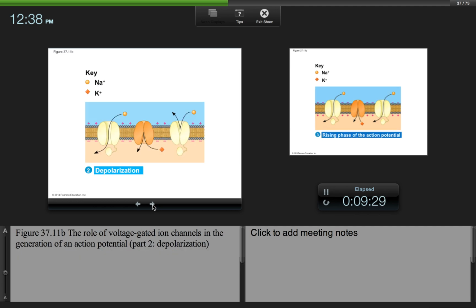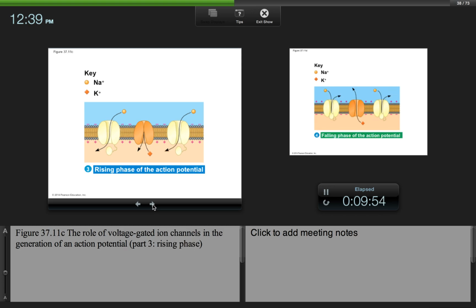So here we have depolarization. Your sodium-gated ion channels start to open and sodium goes into the cell. This causes the inside of the cell to become less negative. This is sort of like a positive feedback thing where once sodium starts to go into the cell and that threshold gets reached, more sodium channels open up and more sodium goes into the cell. That was the first part of the graph where the line goes up and it reaches the very top. That's the rising phase of the action potential.